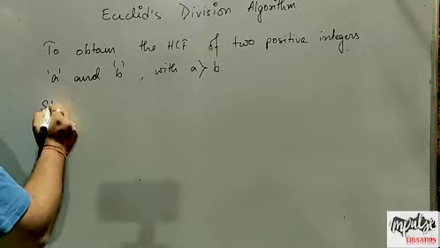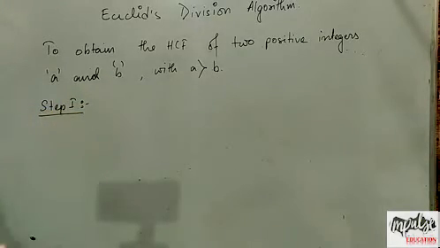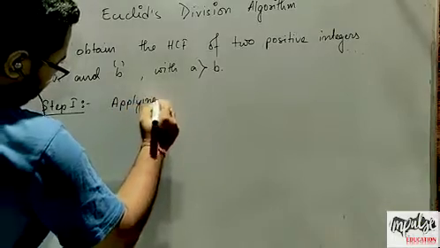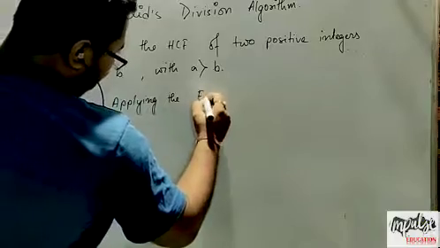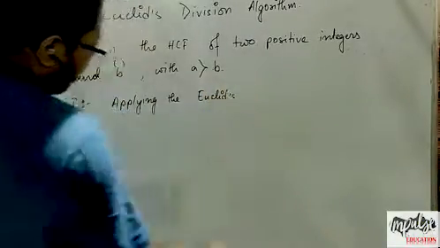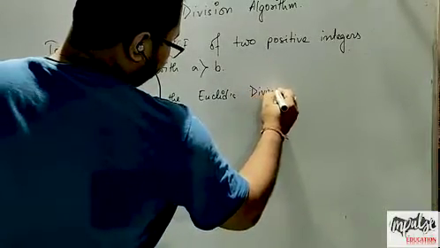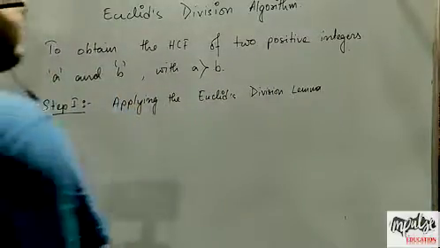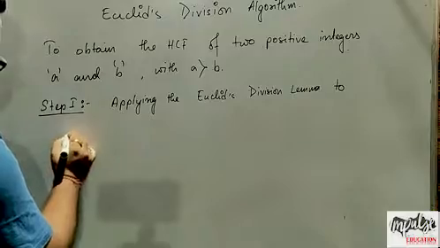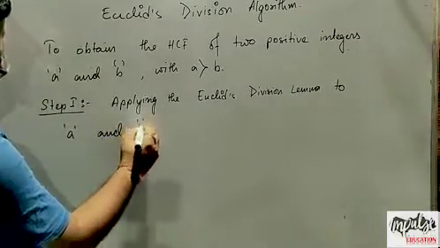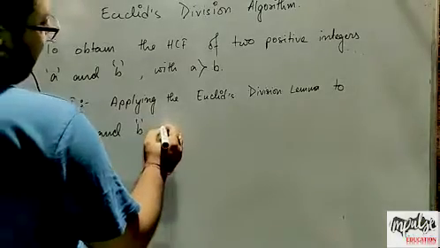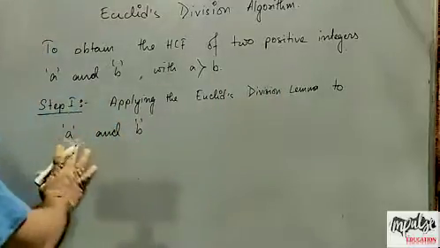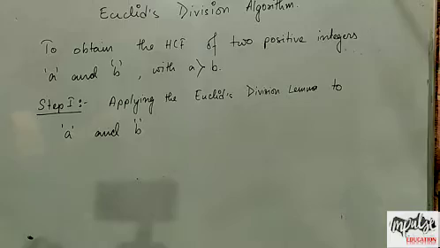So the first step that is used to find out the HCF is that first of all we have to apply the Euclid's division lemma that we have discussed, to A and B. On applying the Euclid's division lemma to A and B, what will we be finding? We will be finding two whole numbers, one is Q and the other one is R.